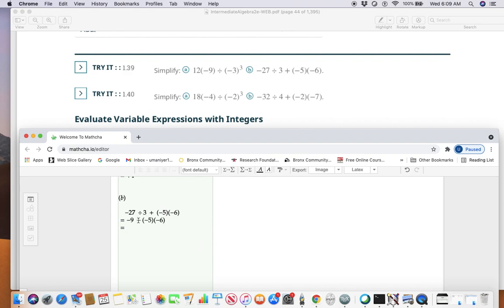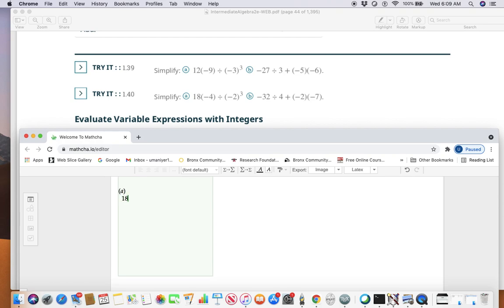Now, I'm adding something, but I'm multiplying. So multiplication takes precedence. Negative times negative is a positive. 5 times 6 is a 30. Negative 9 plus 30. I have more positives than negatives, so it's a positive. How many more? 21 more. Okay, so that completes B. Let's try the next set of simplifications.